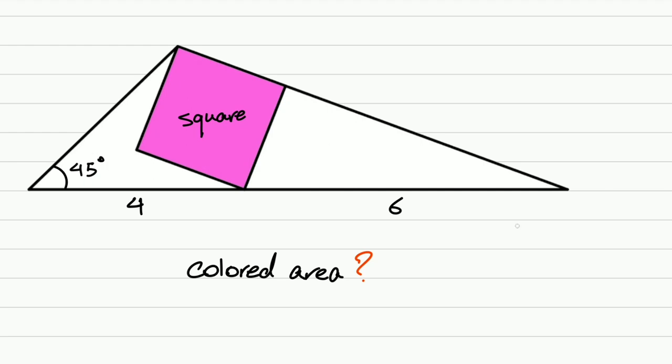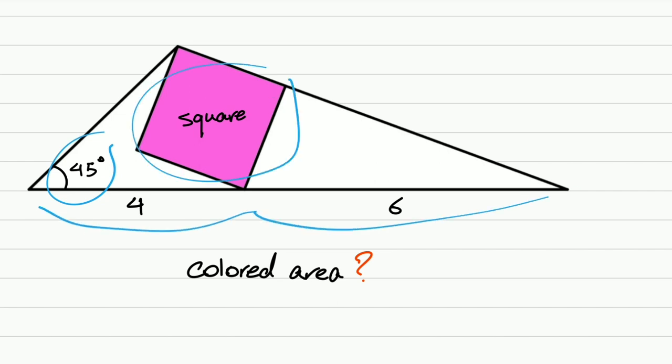Here we have a geometry problem. We have a triangle. We know that this angle is 45 degrees and this side is 4 and 6, 10, and a square inside it. We want to find the area of the square, the colored area. Give it a try, then watch the solution.